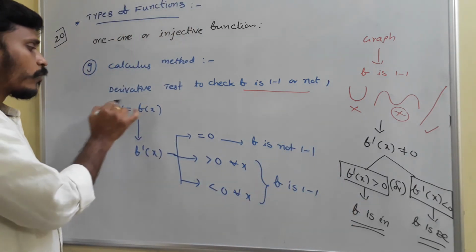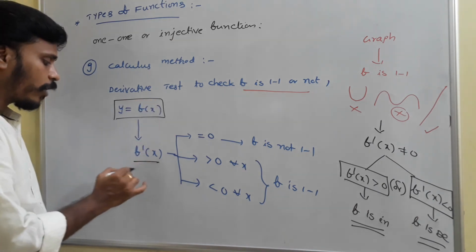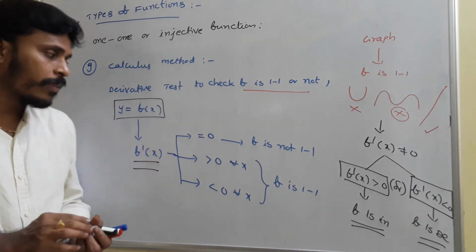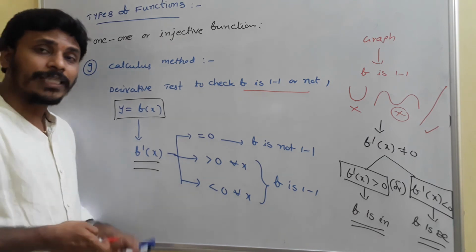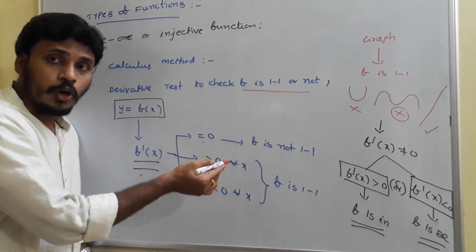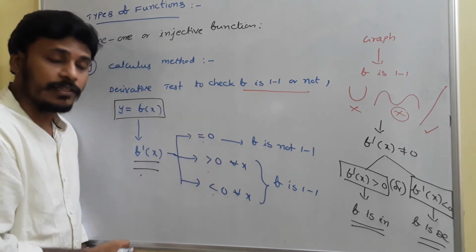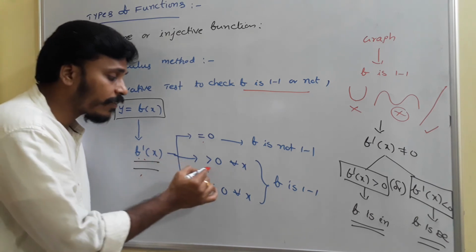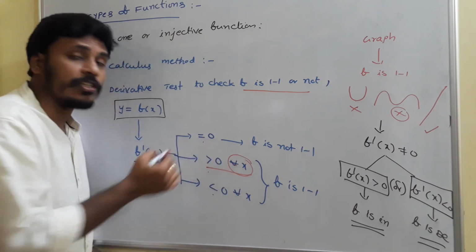So if you have a function y equals f of x, you try to find its derivative f dash of x, and then you check whether this derivative is equal to 0, greater than 0, or less than 0. If this derivative is greater than 0 for all x, you just mention and observe it.